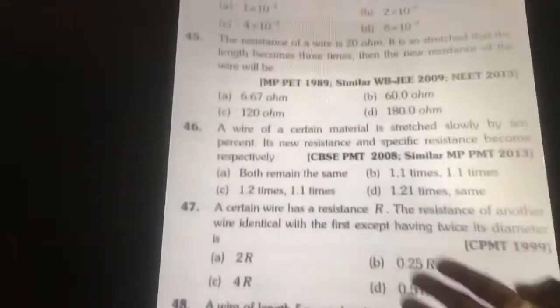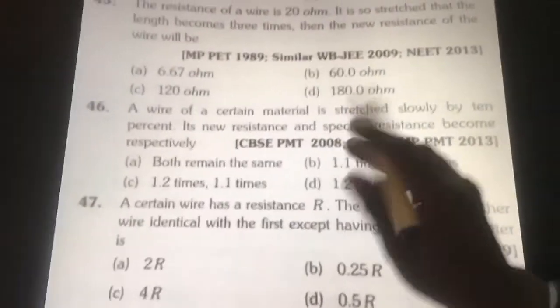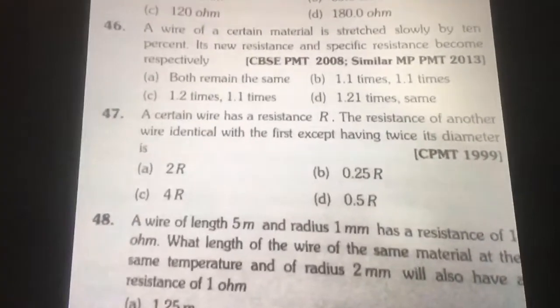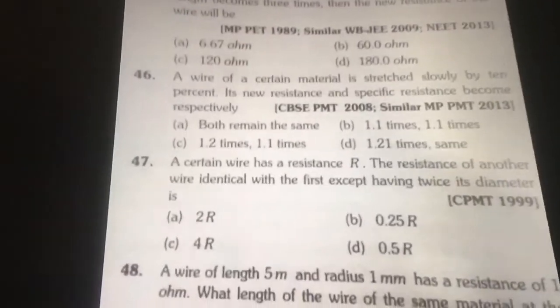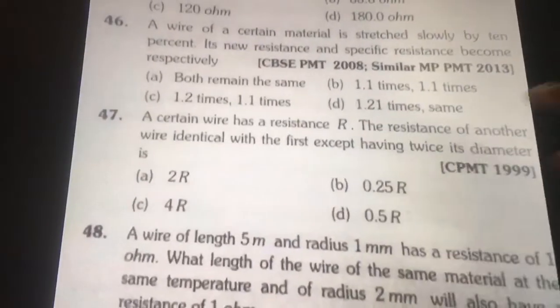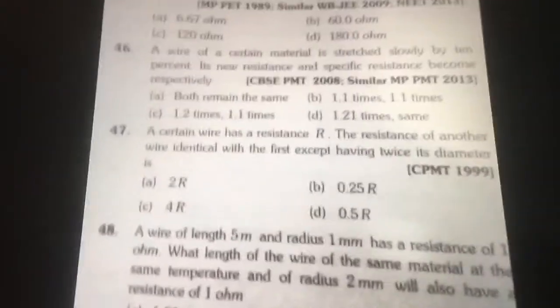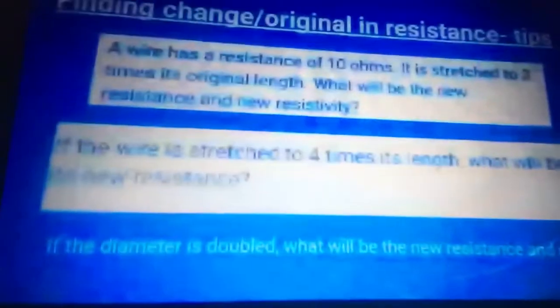I'll give you a few problems. You can try these at home. You got the option as 180 ohm. You can try others as well. For example, if it's given in terms of percentage, try to make it in terms of normal value and work it out. If you have any doubts, you can comment. And I'll give you some homework questions as well.